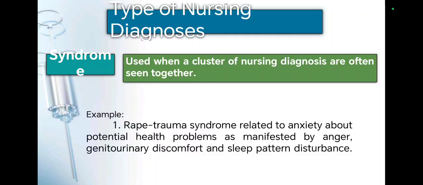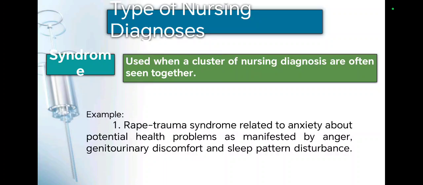So we have here different nursing diagnoses. We have anxiety, because anxiety can stand alone as a nursing diagnosis. We have sleep pattern disturbance, and we also have the rape trauma. So these three represent a cluster of nursing diagnoses, so we can use the term syndrome. Okay, so again, we have 5 types of nursing diagnosis: actual, risk, wellness, possible, and syndrome.